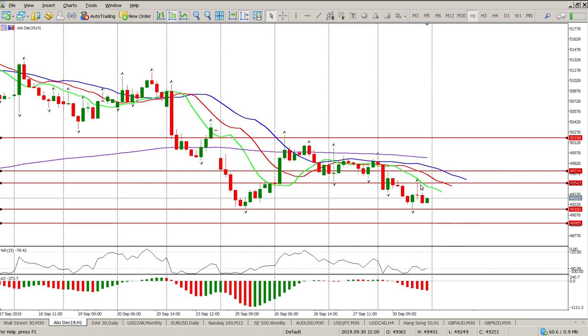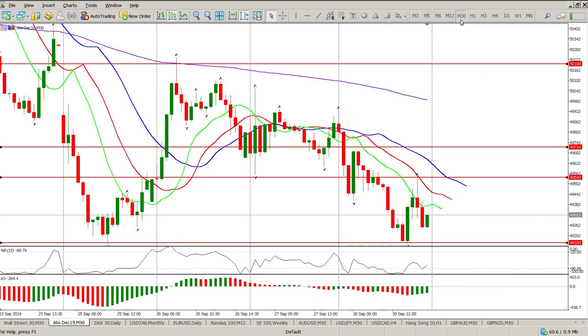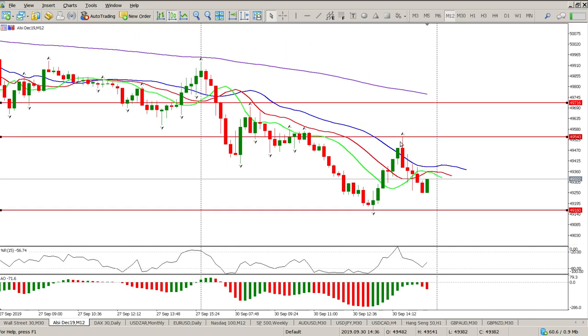And these are the two fractals. You can see they are on the hour, they are on the 30 minutes, and they are on the 12 minute. So those two levels are the levels we're looking for a break. 49,160, we're looking for more downside, and 49,540, a potential trend change back to the upside. But we need to get above 50,000 and stay above 50,000, and I'd say that on the weekly, before we can consider that the trend has changed completely.